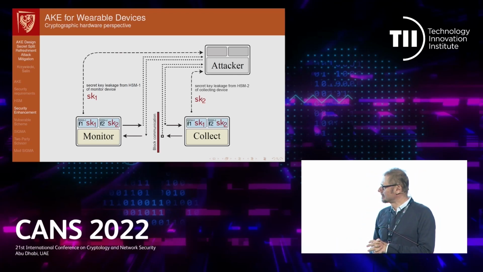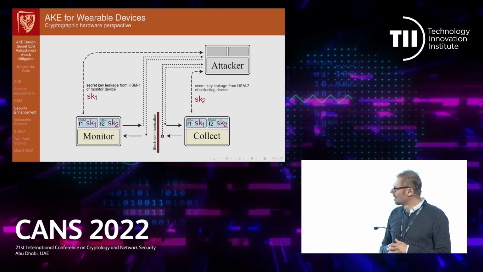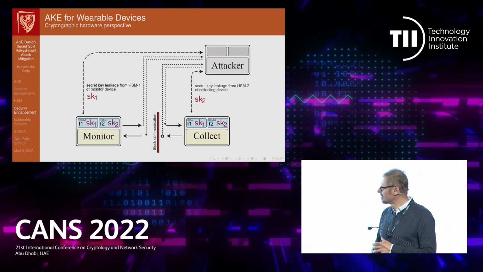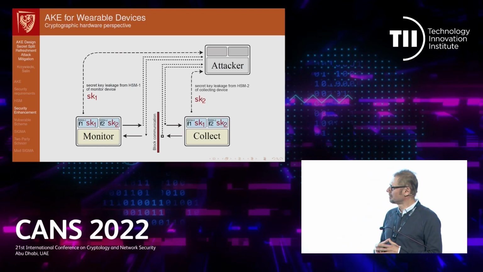In this model, as previously said, we allow the leakage from one high security module per session. So for example, here, let's say secret key 1 is leaked from HSM 1, secret key 2 is leaked from HSM 2 in the other device. Okay, this shouldn't help the attacker to reconstruct the full secret key.